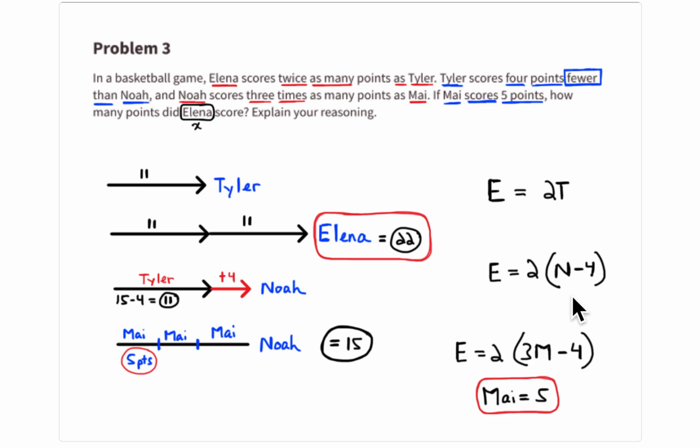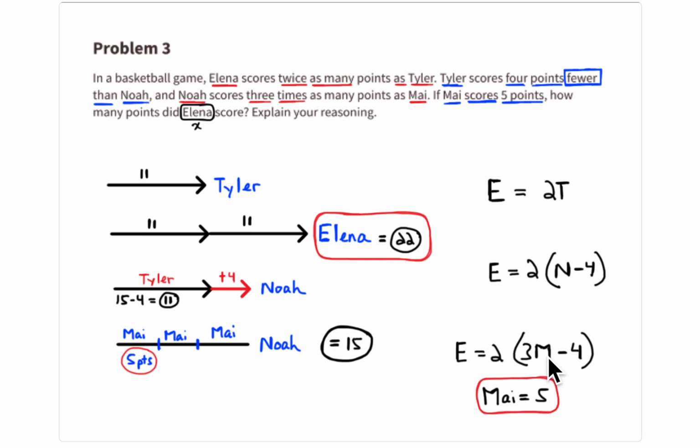And then finally, we know that Noah scored 3 times as many points as May. So 3 times May is equal to Noah, so we can replace Noah's score with 3 times May's score. So now we have Elena is equal to 2 times 3 times May's score minus 4. This is Noah's score, and this is 4 points less than Noah's score. All right, and we know that May has scored 5 points.